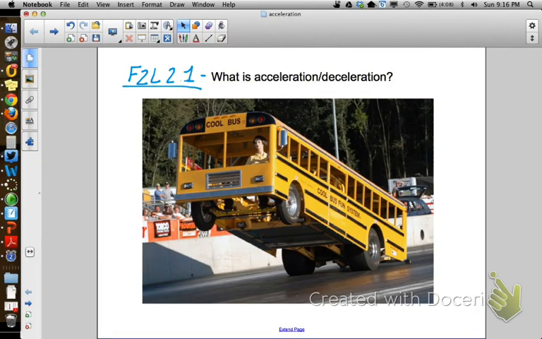Right now we're looking at F2, lesson 2.1, what is acceleration and deceleration. This is a concept video. We're going to be looking at what it is and the different parts of it. We're not going to be looking at how to calculate it. That's lesson 2.2. So if you're having questions on that, please go to Forces 2, lesson 2.2, what is acceleration and how do I calculate it.